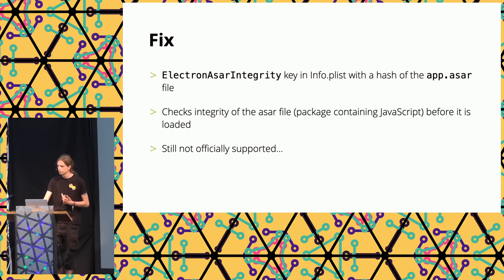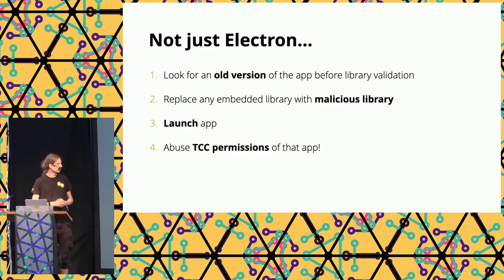But this is a technique you can apply more generally as well. So we're just bashing Electron here, but it can be used on many applications, because you can often find an older version of an application that was not protected as well. So for example, an older version that didn't use the hardened runtime. Then you can swap out a library with a different malicious library, launch the application, and then abuse the permissions. Hopefully, the changes in Ventura that Dan mentioned that should prevent modification of those files in an application should prevent this attack. Of course, it's still in beta, so we don't really know yet if it's going to work. But it looks like Apple is making some steps to make an attack like this harder.